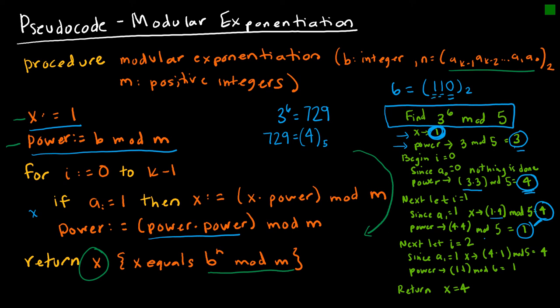And then I look at the next one, which is 1. And that says that x will now be 4 times 1. So again, 4 times 1 came from x times the power. So 4 times 1, mod 5, which of course is 4. And the power will be the power times the power, mod m, and my power before was 1. So 1 times 1, mod 5, I apologize, is 1. And so my return is going to be whatever that last x is. And so notice my return is 4, and that's exactly what I wanted it to be.